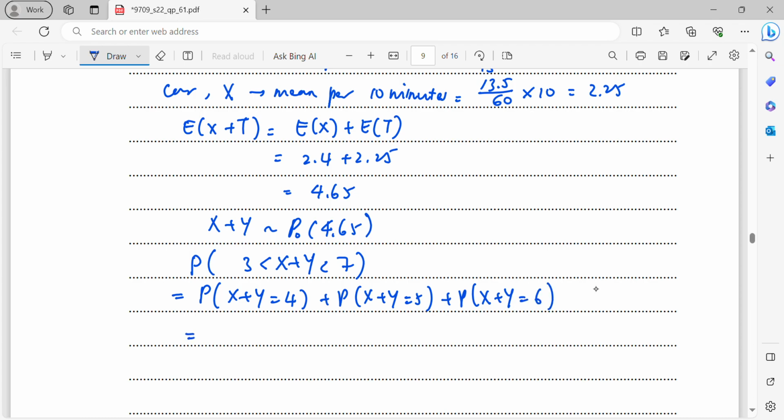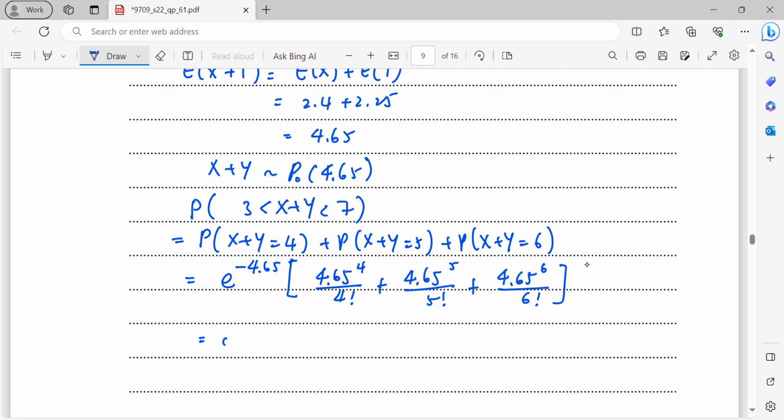So now, again, this is Poisson. Then I will get e to the power negative 4.65. Use the same formula. And I factorize this out. It will be 4.65 to the power 4 over 4 factorial plus 4.65 to the power 5 over 5 factorial plus 4.65 to the power 6 over 6 factorial. Okay, then at last you will be getting 0.494. So that is the solution of this question.